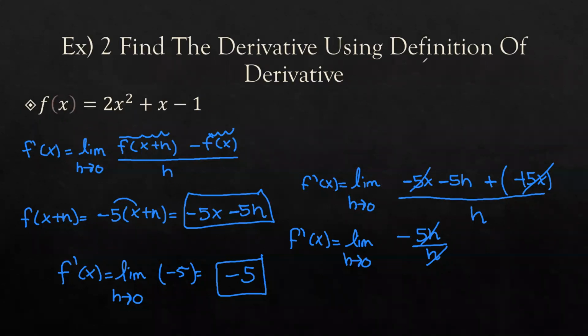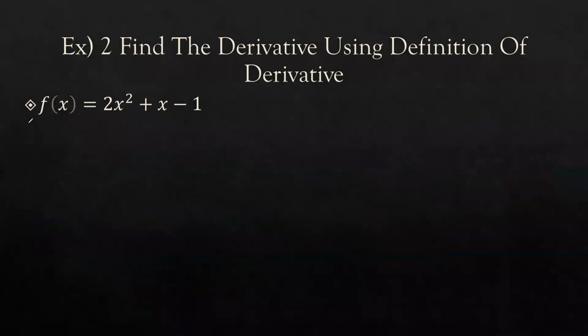Let me clear the board. So now we have f of x equals 2x squared plus x minus 1. And the direction says to find the derivative using the definition of derivative. I'm going to write down the problem for each example, and I'm going to write out the definition, but you don't have to. If you have it in your notes, that's fine.